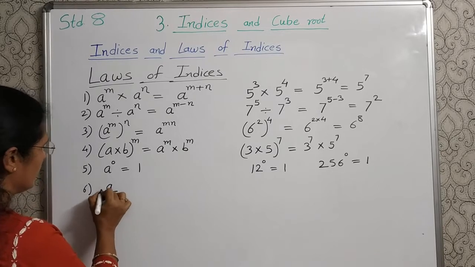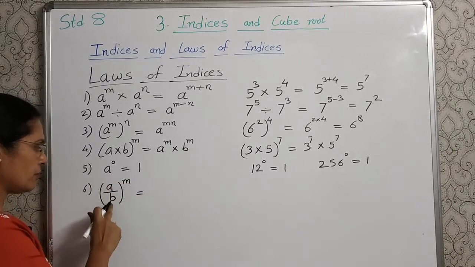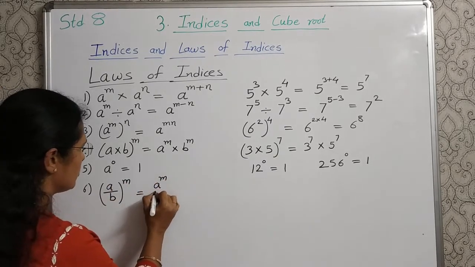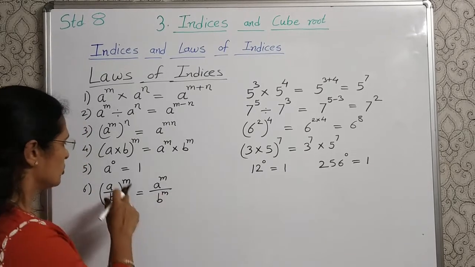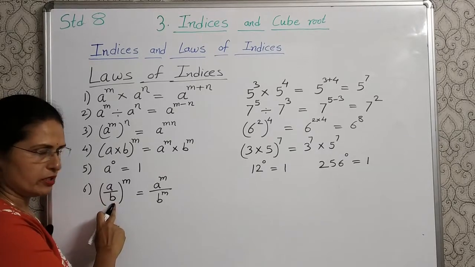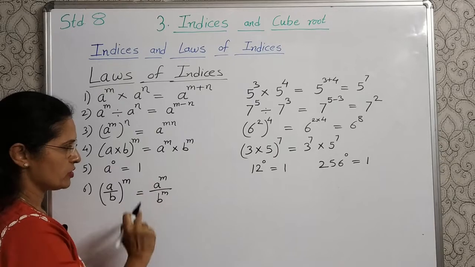A upon b raised to m. So it is a by b raised to m. Then we can write a raised to m by b raised to m. So this index will be written separately with a and b. Numerator a and b, and a raised to m, b raised to m.